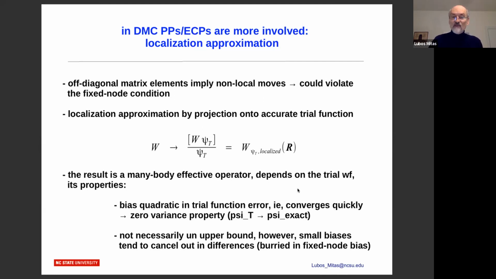Therefore, you work very hard on the trial wave function. Once you work very hard on the trial wave function, you diminish also this bias. And in fact, the bias is not very large. In differences, it is typically smaller than the fixed node bias. On the positive side, the method has a zero variance property. As you are converging with the trial wave function to the exact, the variance which is coming from this term is actually going to zero quadratically fast.